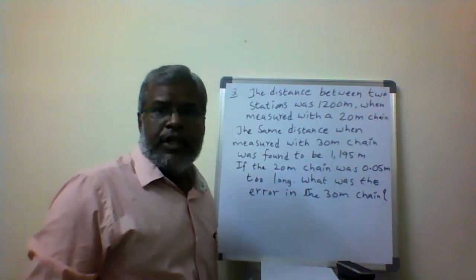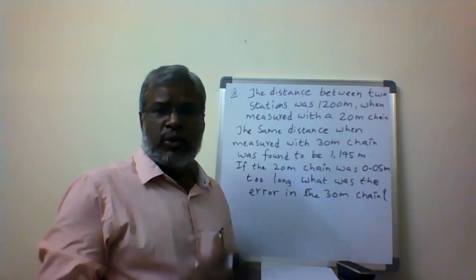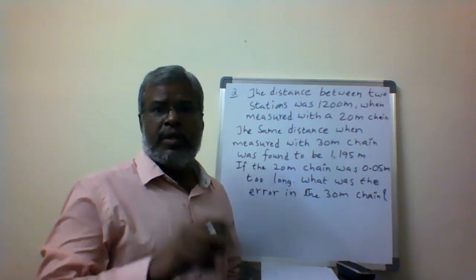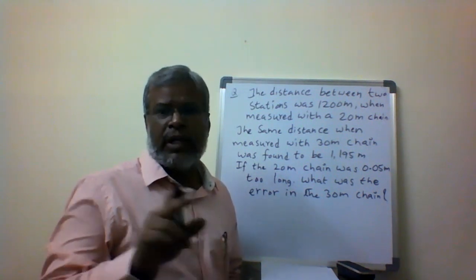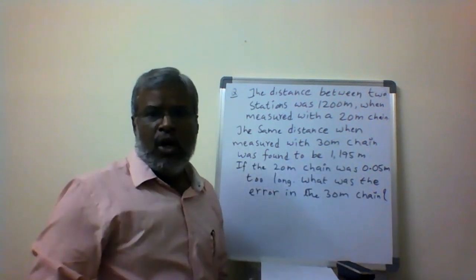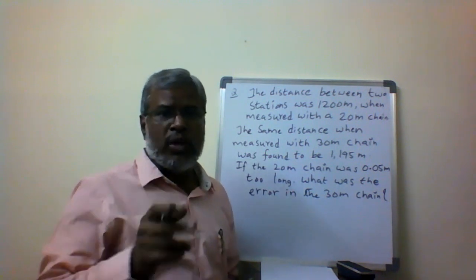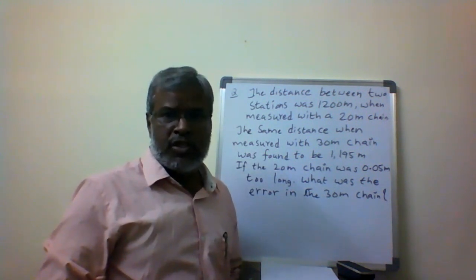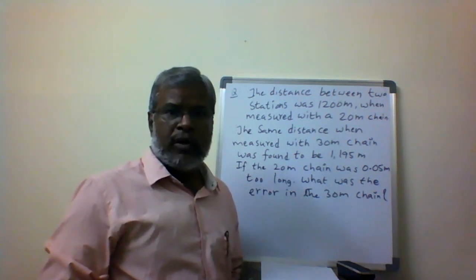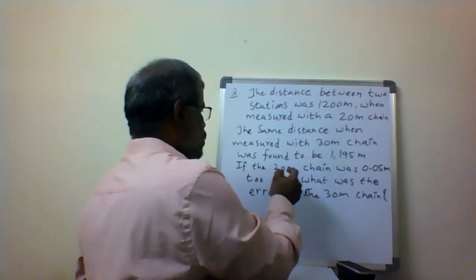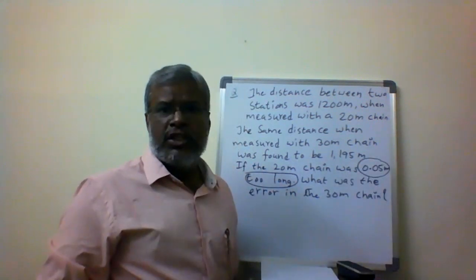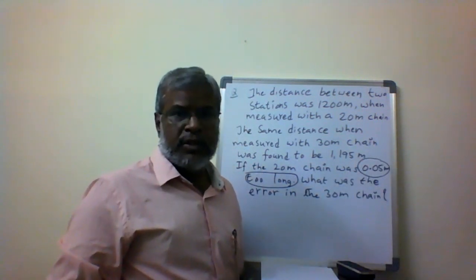So this is the problem. The distance between two stations was 1,200 meters when measured with a 20-meter chain. The same distance when measured with a 30-meter chain was found to be 1,195 meters. The 20-meter chain was 0.05 meters too long. What was the error in the 30-meter chain? Here the two cases will be there. First they measured with the 20-meter chain, and the same distance was measured with the 30-meter chain. The 20-meter chain is too long by 0.05 meters.